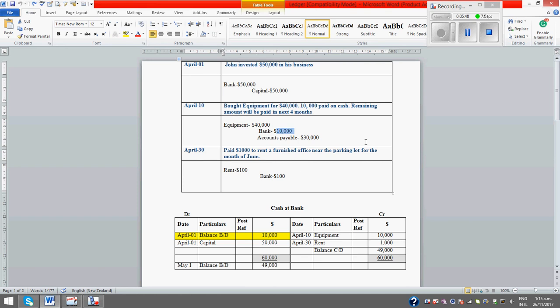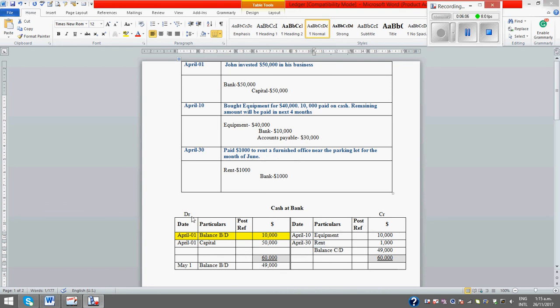The next one you can do yourself. You can see rent debit, bank credit. So you should write on your right hand side, which is the credit side. So $1,000 credit. The opposite entry is rent, so you write the opposite entry, rent.